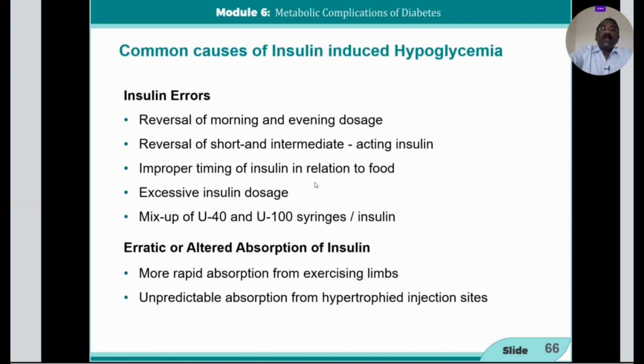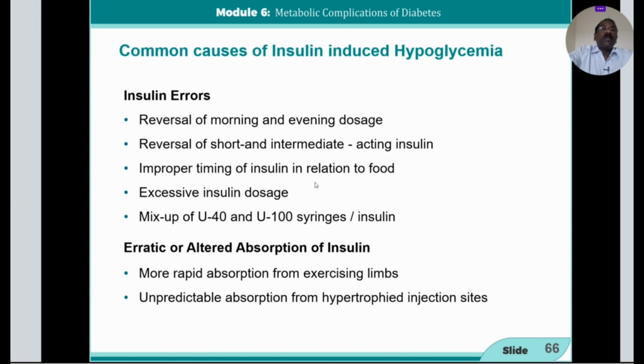Common causes of insulin-induced hypoglycemia: insulin errors, such as reversal of the morning and evening dose. We tell the patient to take 25 units in the morning and 15 units in the evening, but they take 15 units in the morning and 25 units at night. So 15 units in the morning is not sufficient, causing hyperglycemia, and the 25 units at night causes hypoglycemia in the midtime.